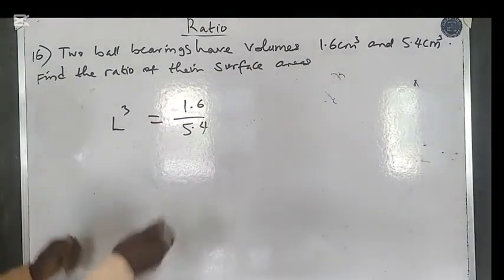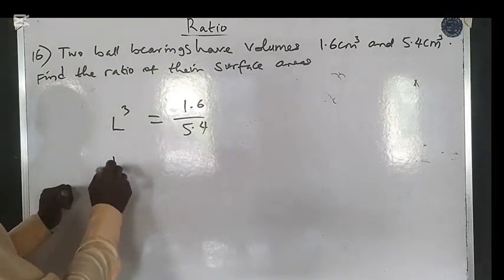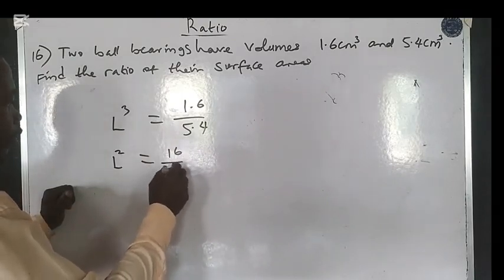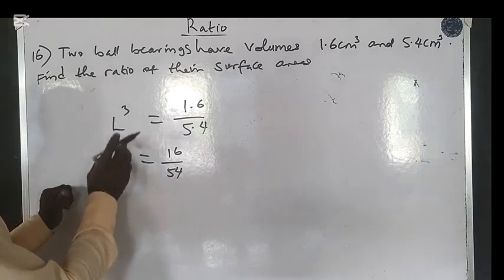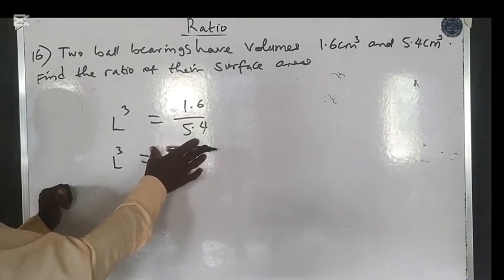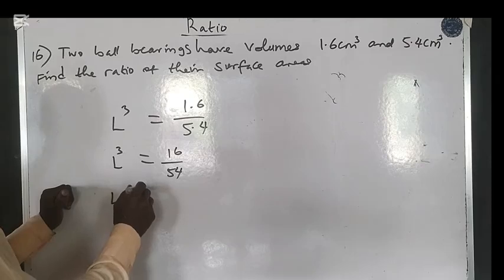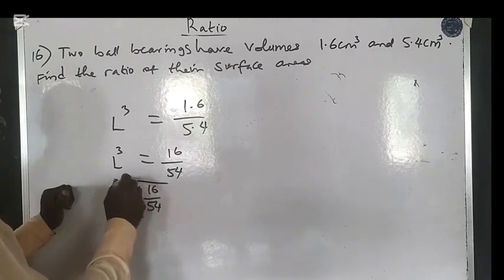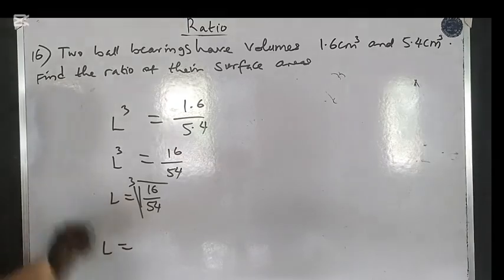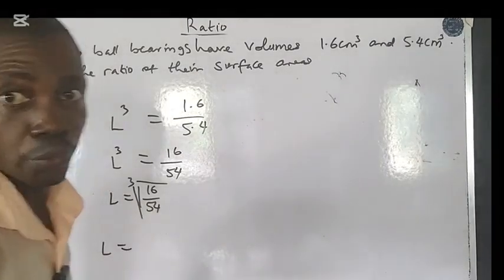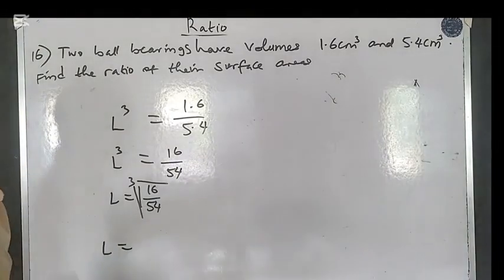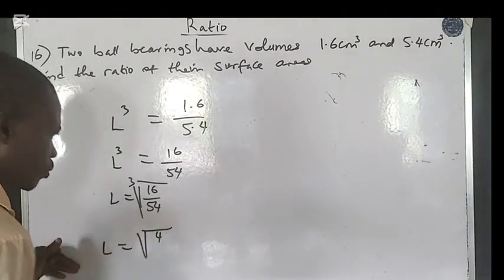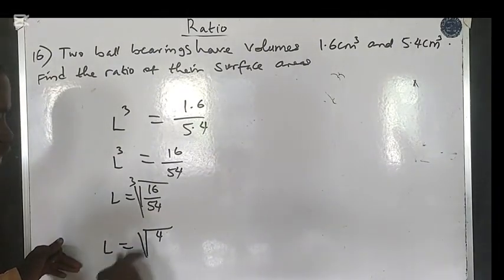So what do we do to make it a whole number? We multiply by 10. That'll give us 16 over 54. So we transfer the cube to this side. When we do that, we're going to have a cube root here, right? There is no cube root of 16, and there is no cube root of 54. So what do we do? We reduce to the lowest terms. 4 goes into 16, that will give us 4, but there is no cube root of 4.